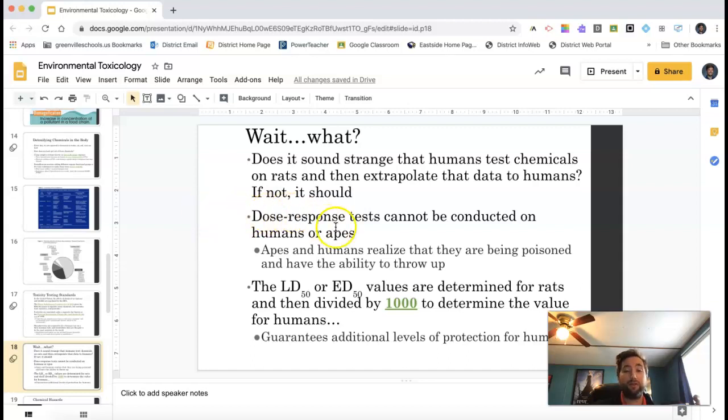So we can't do dose response tests on humans or apes because they have the ability to throw up. They have the ability to realize that they are being poisoned, so they'll either stop taking it or they'll start to throw up. So what they do is they take the LD50 or the ED50, remember, the lethal dose that kills 50% of the population, or the effective dose that harms 50% of the population. Those values are determined for rats, and then they divide them by 1,000 to get that value for humans. This is just trying to guarantee additional levels of protection for humans, but it does seem strange because rats are not humans, and humans probably metabolize things differently than rats do.